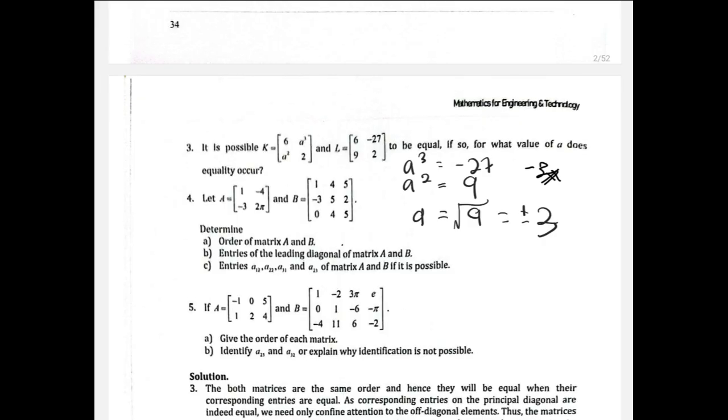Next, let's identify matrix sizes and diagonal entries in question 4. So first, let's look at the order of matrix A and B. So this talks about the matrix sizes. Matrix A is 2 by 2 and matrix B is 3 by 3. The main diagonal for A is 1 and 2 pi, right? And the main diagonal for B is 1, 5, 5.